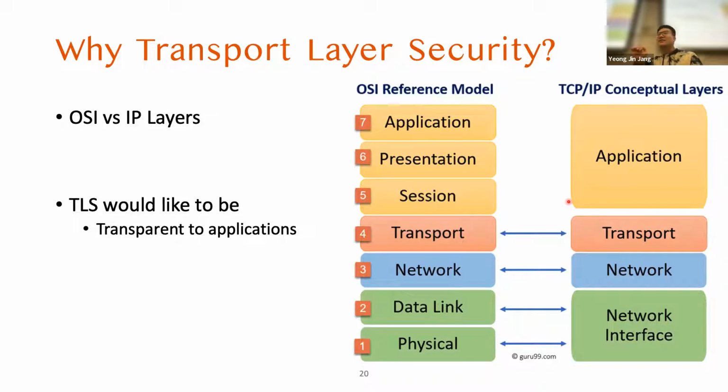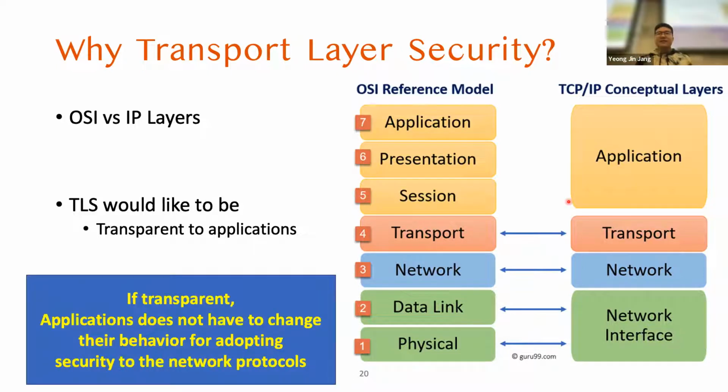At the end of this lecture, I will show you the difference between regular socket communication and TLS socket communication, and you will see that there are minimal differences between the two. And the reason why transparency is important is that if we can support transparent transport layer security, then applications do not have to change their behavior, so the cost is very cheap.